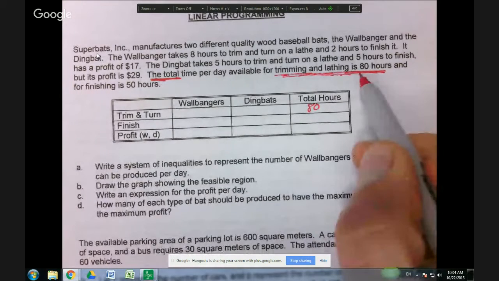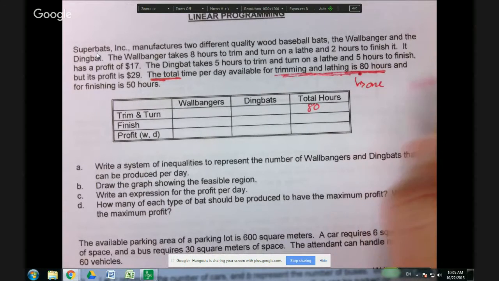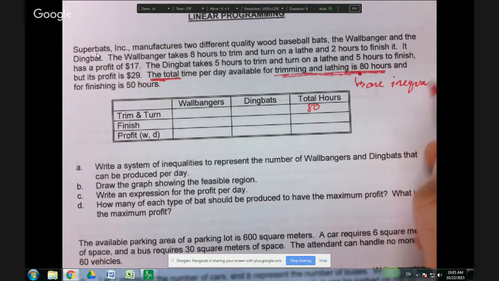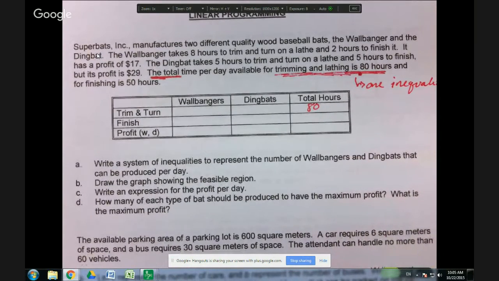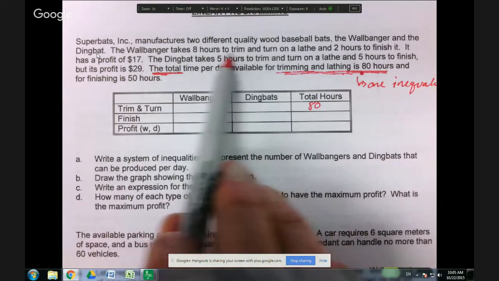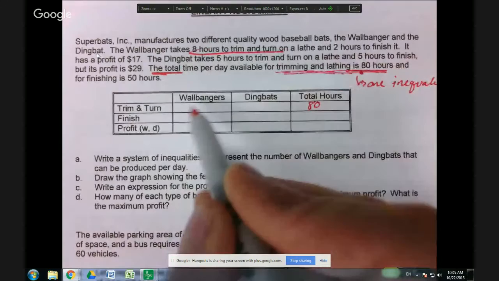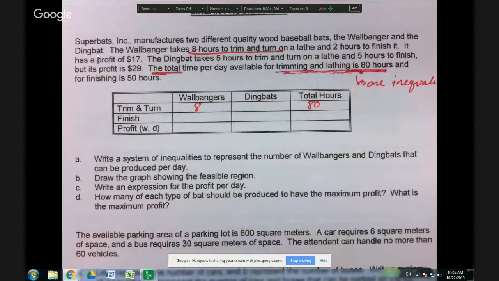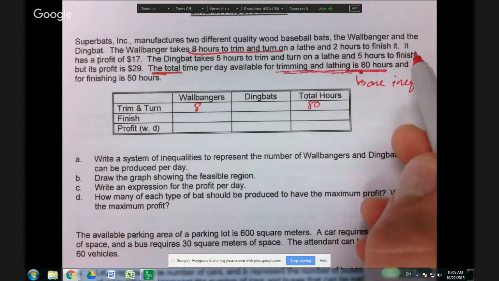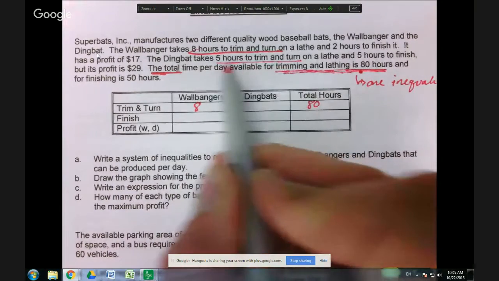So we have a total, right? This defines one inequality. So that tells me I need to have an inequality involving trimming and lathing. What are my other numbers for trimming and turning? The Wallbanger takes 8 hours, right? So you can underline that, and I'm going to put it here. And then what's the other trimming and lathing? The Dingbat takes 5 hours to trim and turn.